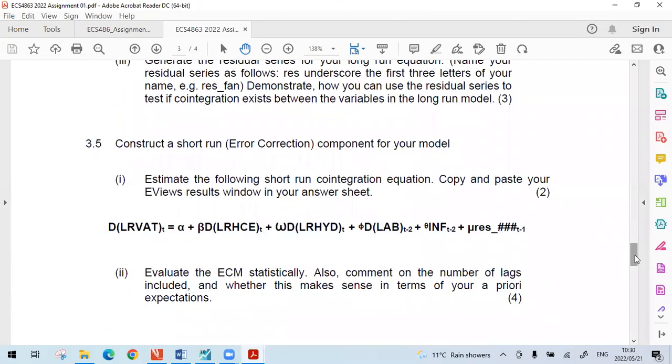So we are now on 3.5. Construct a short run error correction component for your model.